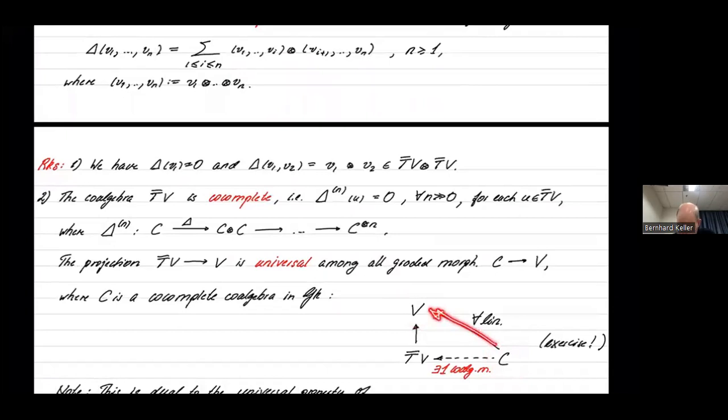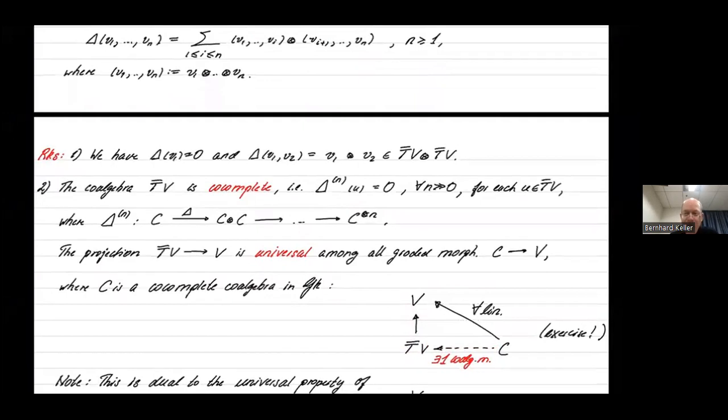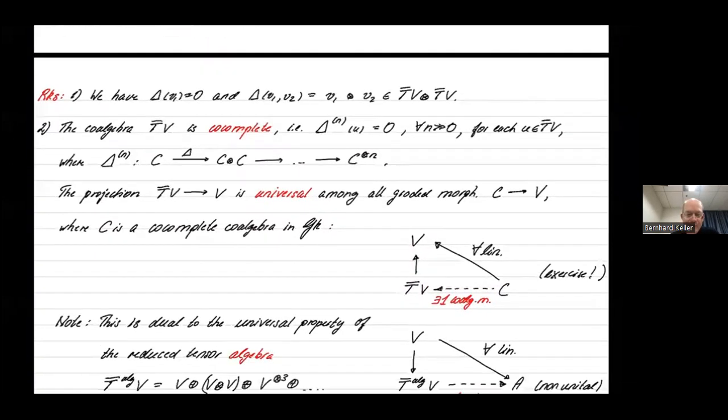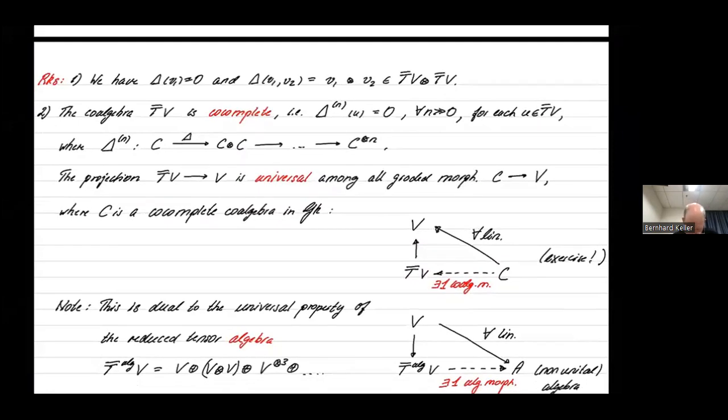And this linear graded map lifts in a unique way to a graded co-algebra morphism with target the reduced tensor co-algebra. Or put differently, if we have such a co-algebra morphism, it is uniquely determined by its composition with the projection onto V. This looks a bit confusing, but it is just the dual of the usual universal property of the tensor algebra, of the reduced tensor algebra.